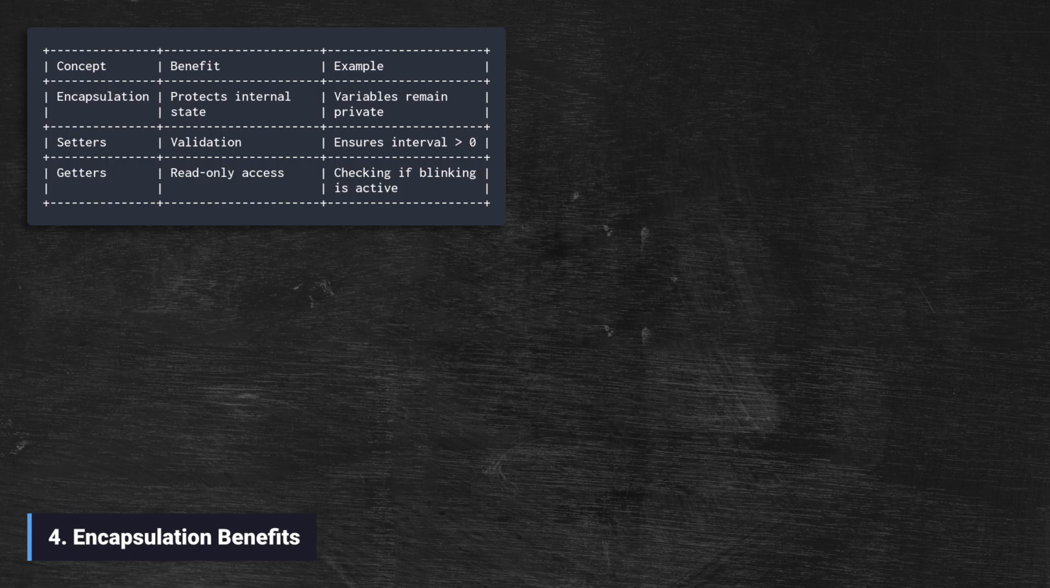This pattern is called encapsulation. It makes your code more robust because it creates a clear boundary between how the object works and how you use it. You can change the internal implementation later, and as long as the setter name stays the same, your main program won't break.